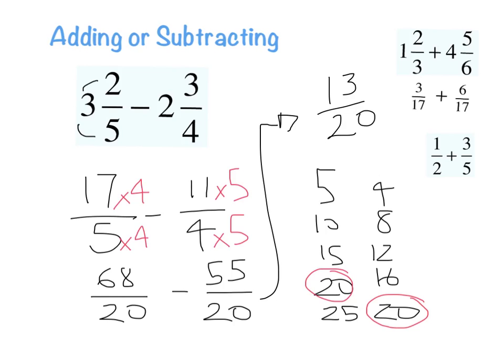Last thing I do for myself is I ask myself, is there a factor that goes into either of these? So is there a factor that goes into 13 or 20 without any remainder? My answer is no. So my answer becomes 13 on 20.